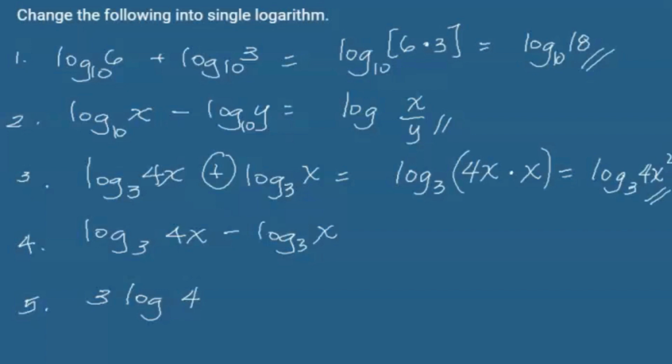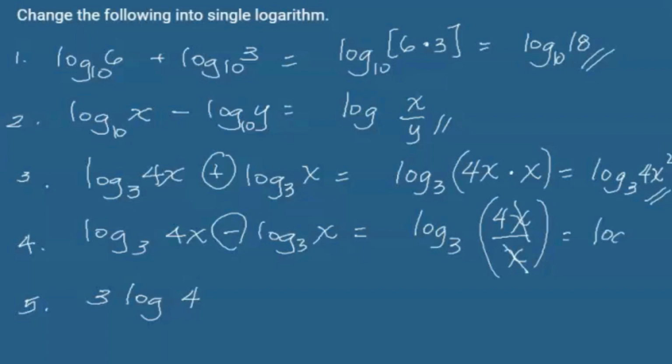There. Next, number 4. It's the same as number 3, but it's minus this time. So this follows the quotient law. So the logarithm of 4x over x to base 3. And we can simplify. We can cancel this x. So we'll end up with logarithm of 4 to base 3.